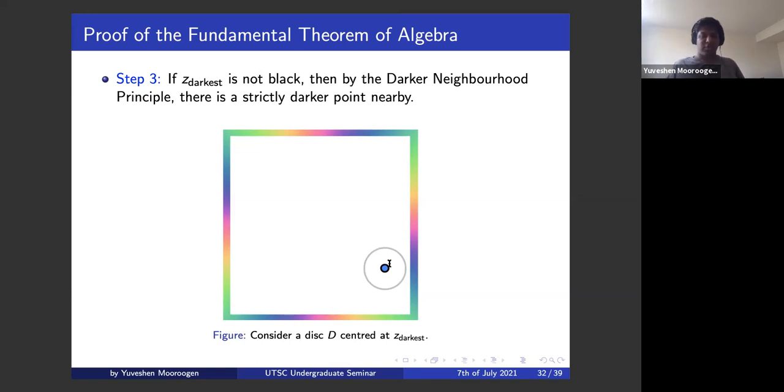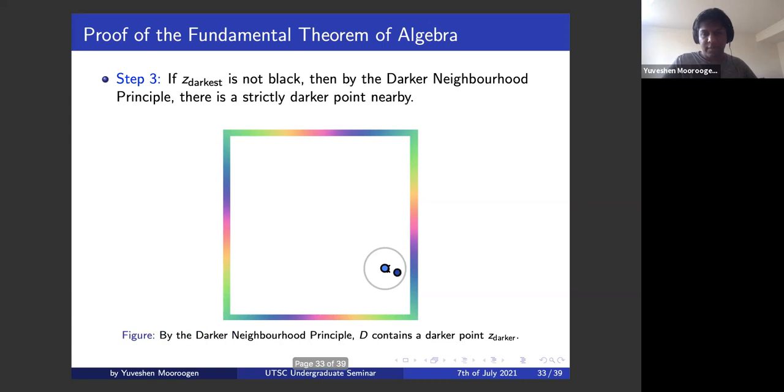So because my point is sitting inside the square, let me take some neighborhood, some disk, and I'm going to draw it centered around this darkest point. I can always do that. Now, by the darker neighborhood principle, this disk has to contain some point that is strictly darker than my darkest point, which I've drawn here in blue. So it contains some darker point, which I'm drawing here in some darker shade of blue.